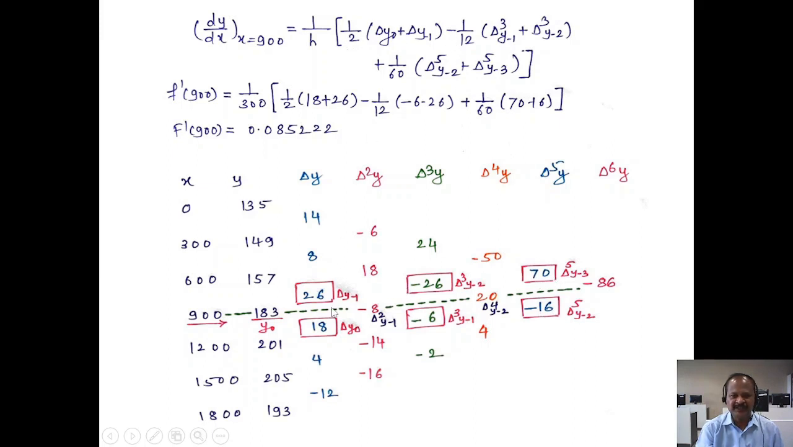So the first term is delta y0, the first difference. For the first difference you have to take the summation above the center line, 26, 18. Then leave the delta square y. So first difference, third difference, and we have to take the fifth difference: the summation of terms which are above and below the center line. All these values you can put in this equation, and the first derivative answer is 0.0852222.